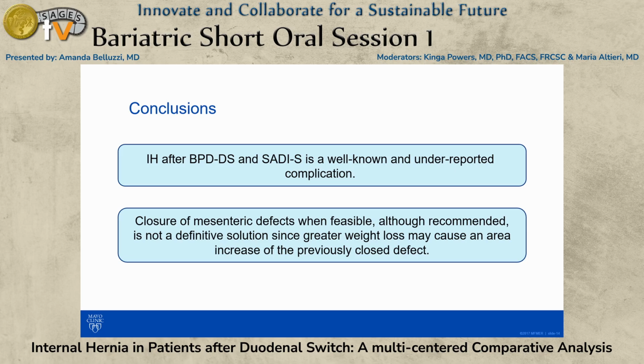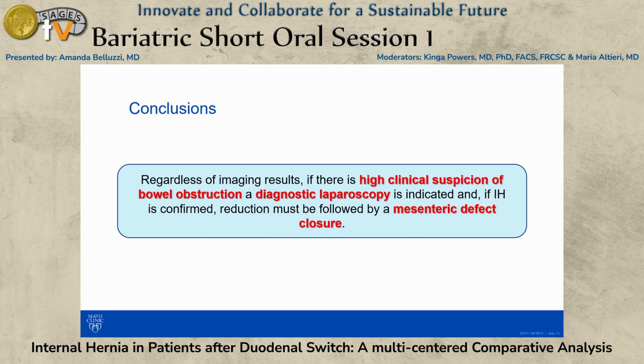In conclusion, internal hernia after BPDS and SAGES is a well-known and underreported complication in the literature. Closure of mesenteric defect, when possible, although recommended, is not a definitive solution since after weight loss, the opening can be even bigger, and so it's not so easy to get by.